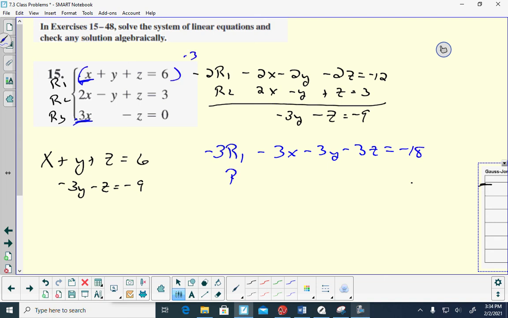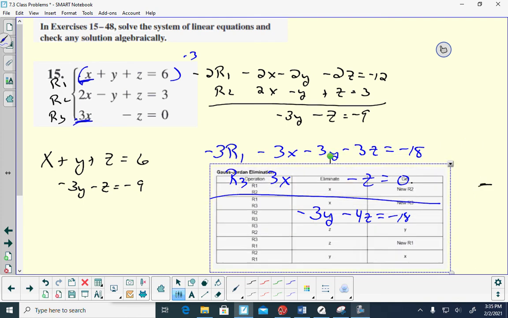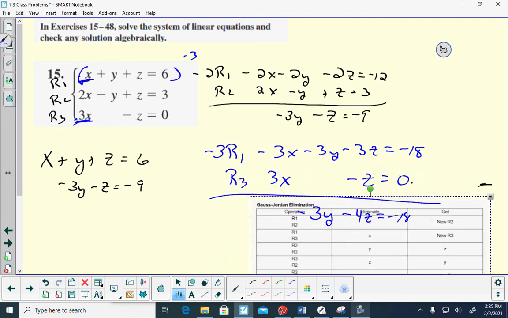Now I'm copying down row 3. 3x minus z is equal to 0. When I combine my like terms, or when I add my columns, my x's will equal 0. I'm going to have negative 3y minus 4z is equal to negative 18. And if I'm following this chart, that tells me that's my new row 3. So I'm going to put that in my row 3. So that's negative 3y minus 4z is equal to negative 18.